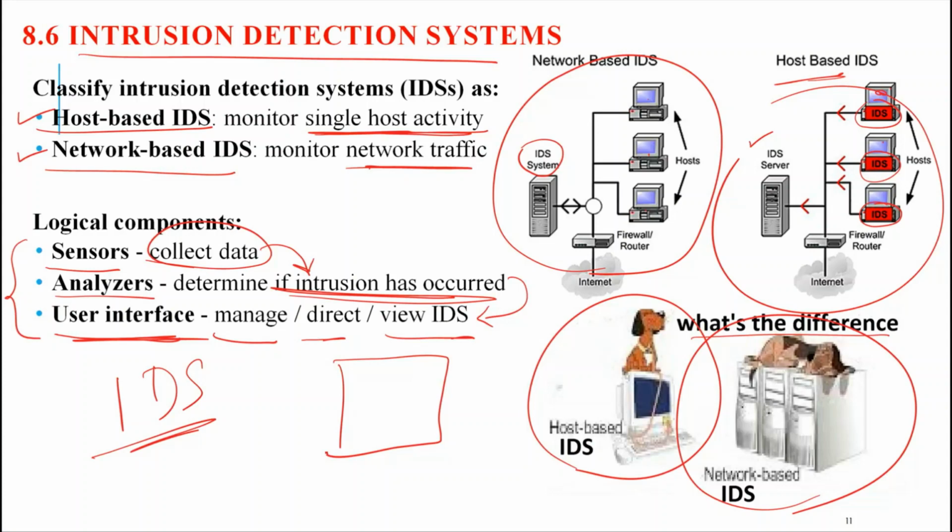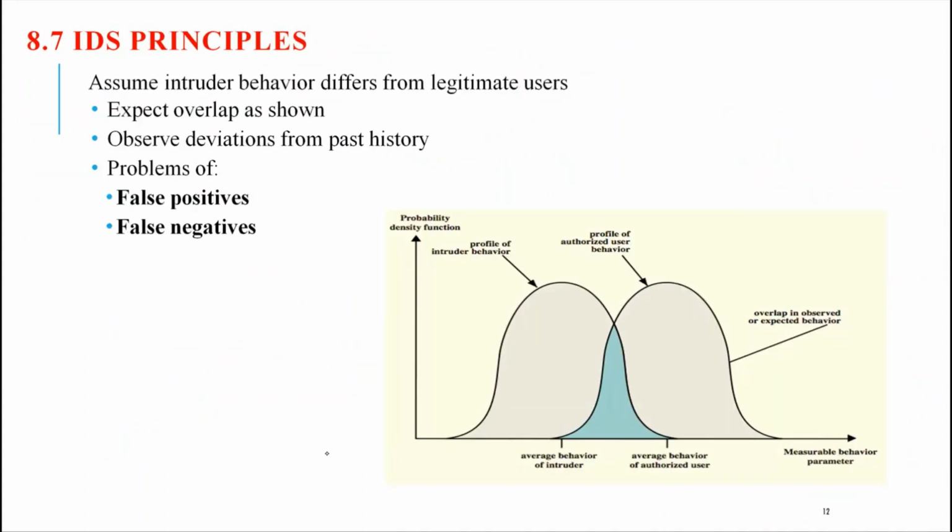Now, moving on to the next one. Any intrusion detection system has three different components, as we already discussed. Now, any IDS is going to work based on the following principle. That is called the IDS principles. What does that IDS principle mean? A very simple principle. Any intrusion detection system works based on this particular principle.